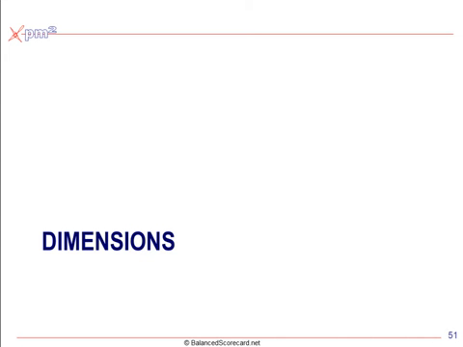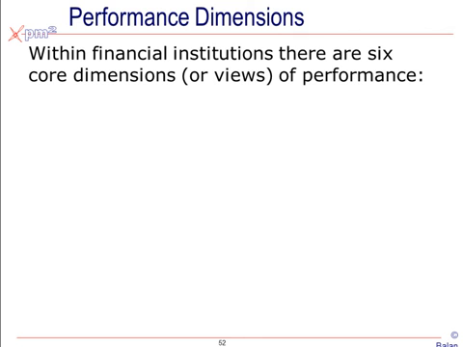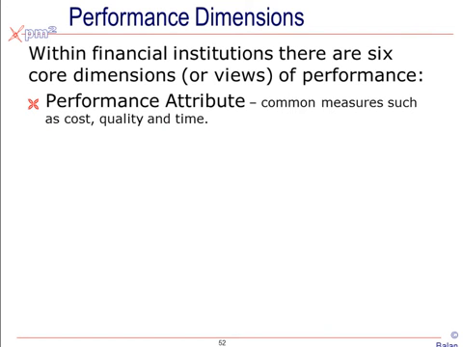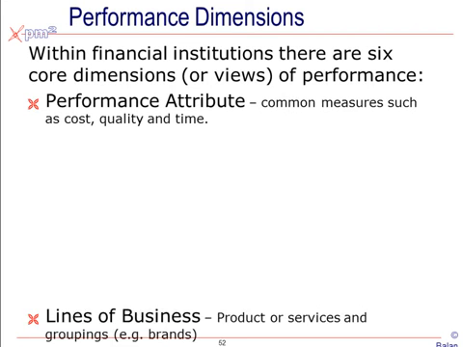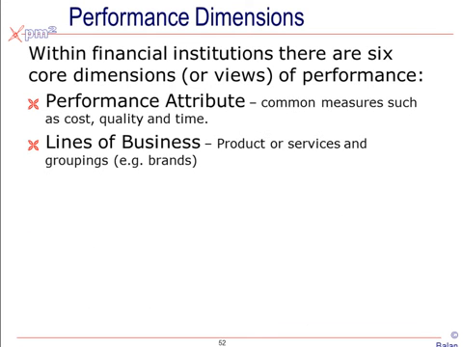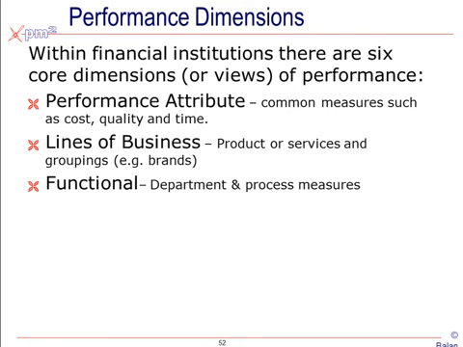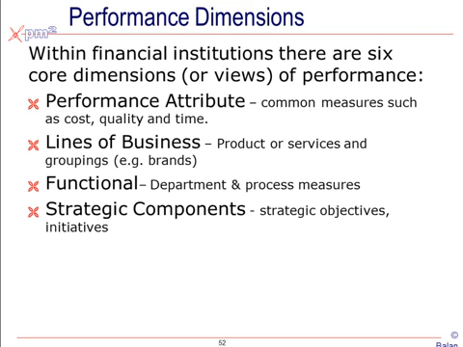So let's talk for a moment about the dimensions that we think we see at CBO. There really are several of them, and they include the financial performance attribute itself. So those are measures like cost, quality, and time. Second is line of business, so the products or service groupings that you support. A functional view of the data, so by department or core process. A strategic component, so the objectives from the dashboard framework. And obviously things like geography and time. So those are different dimensions to the data.